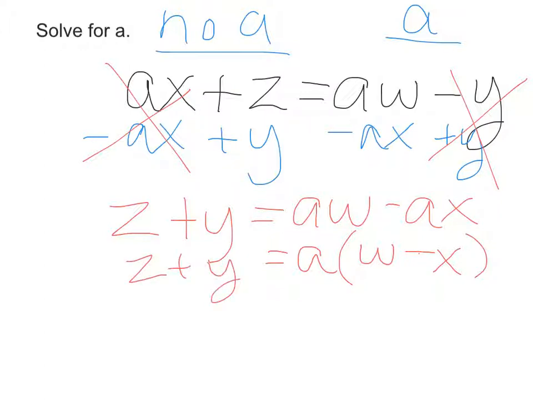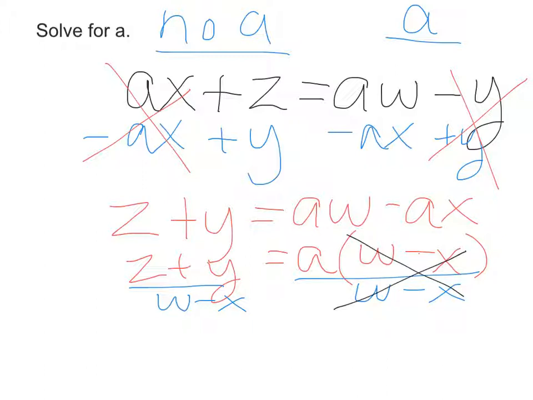Now I only have one a, and my a is being multiplied by something. So to get rid of that, I would need to divide both sides by that factor. So I divide both sides by w minus x, and then w minus x divided by w minus x just gives me 1, leaving a. So my final answer will be z plus y over w minus x will be equal to a. We'll look at one more example like this.